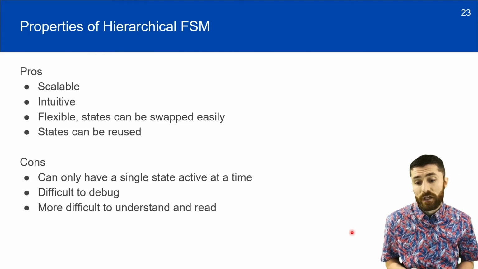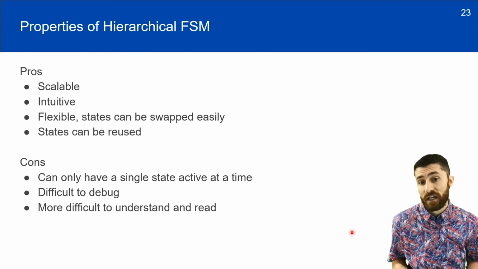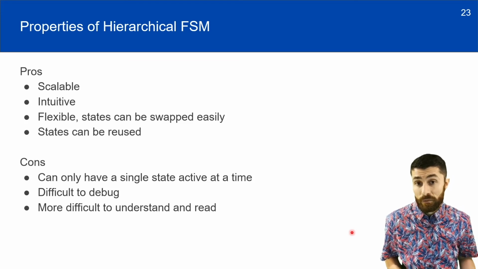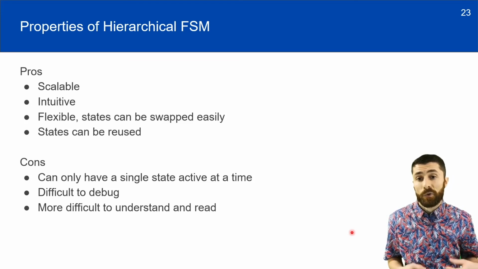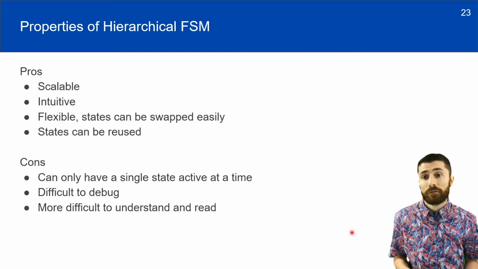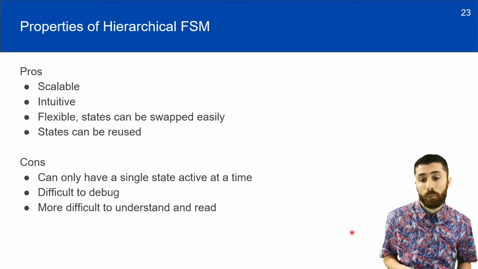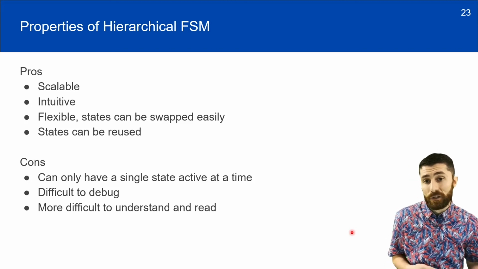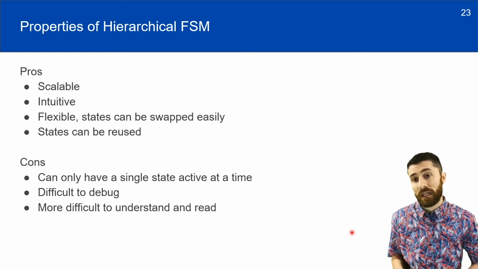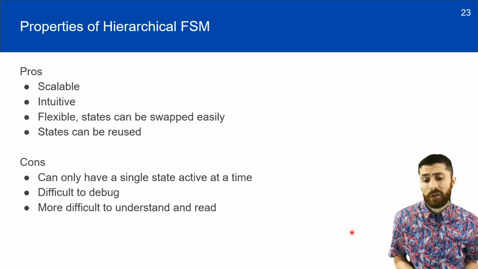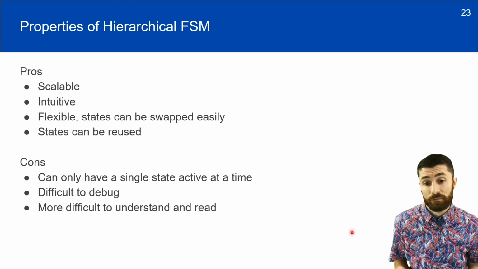The cons are that it can only be in a single state at any one time, like all finite state machines. They can be quite difficult to debug, as now you've got this extra complexity involved in knowing where it came from. Therefore, to try and navigate in what state you ended up into, you have to go through multiple levels higher above. And therefore, that makes them more difficult to understand and read.